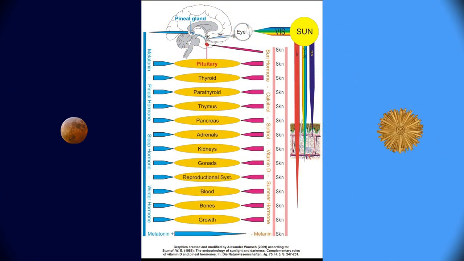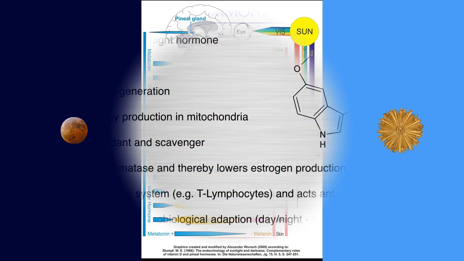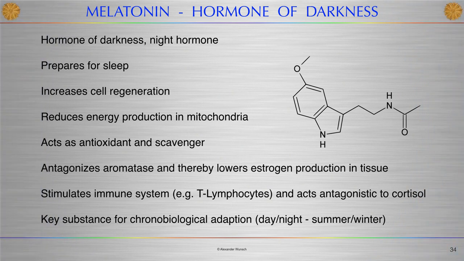Here we have another graphical summary. Melatonin and vitamin D, in a way, are antagonists, which are induced by bluish darkness with low luminance values and unsaturated, very intense, bright bluish light, on the other hand, indicating that we have high levels of shortwave radiation there. Melatonin is the hormone of darkness. It's a hormone which prepares our system for sleep. It increases the regeneration, reduces the energy production in mitochondria, acts as an antioxidant and scavenger, so acts against free radicals. We will talk about free radicals later on.